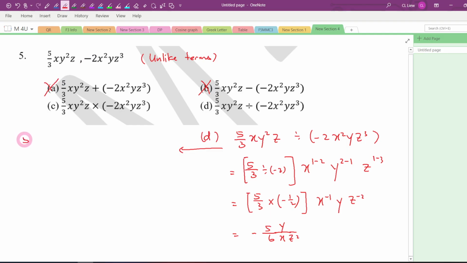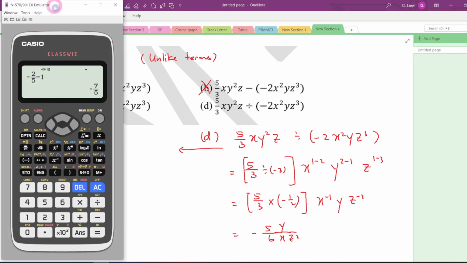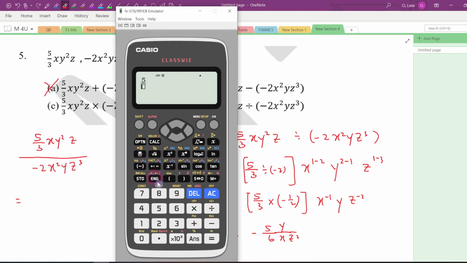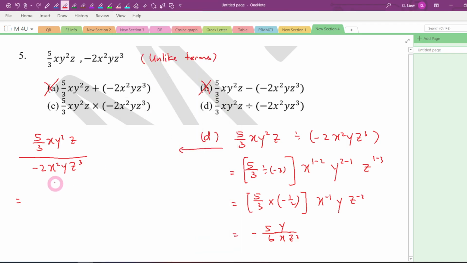Now let me change it to this. 5 over 3 x y squared z over negative 2 x squared y z cubed. Now again, for this part, you can just press your calculator. 5 over 3 divided by negative 2. You will get negative 5 over 6.